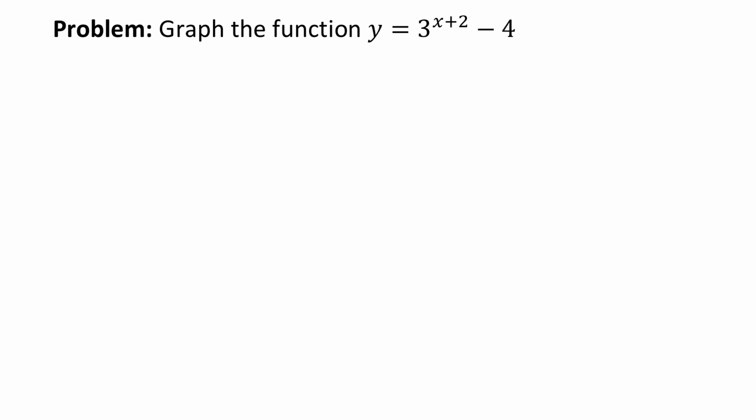All right, here's another one. y equals 3 to the x plus 2 minus 4. Again, please pause the video and give it a try. If you're looking for a hint, this means the horizontal asymptote will be moved down to y equals negative 4.